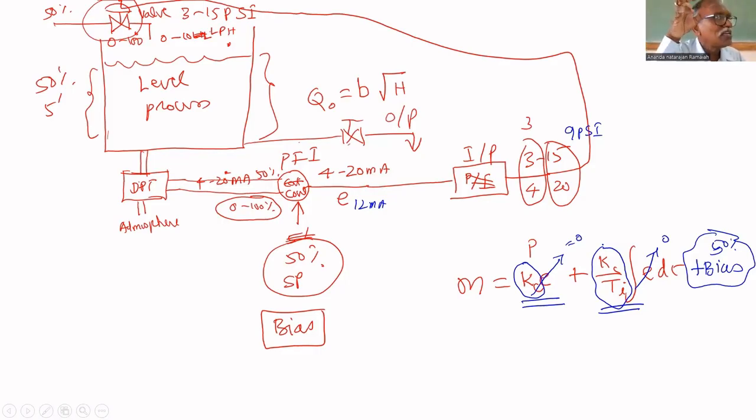I understand this. So depending upon the process, I have to calculate this Kc, Ti. That is called tuning. What is simulation?